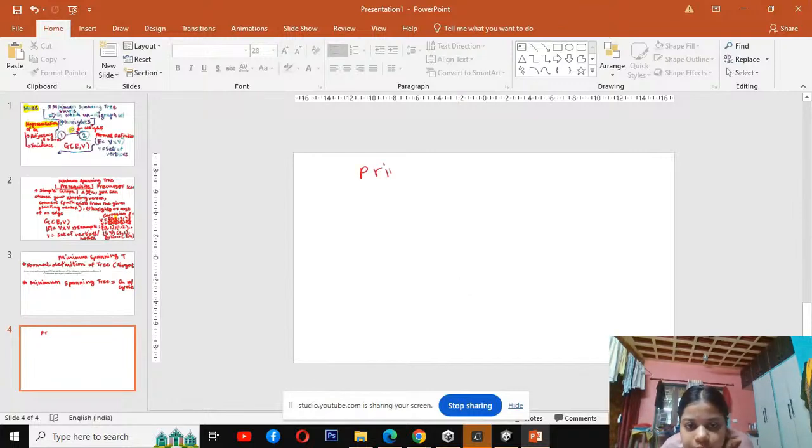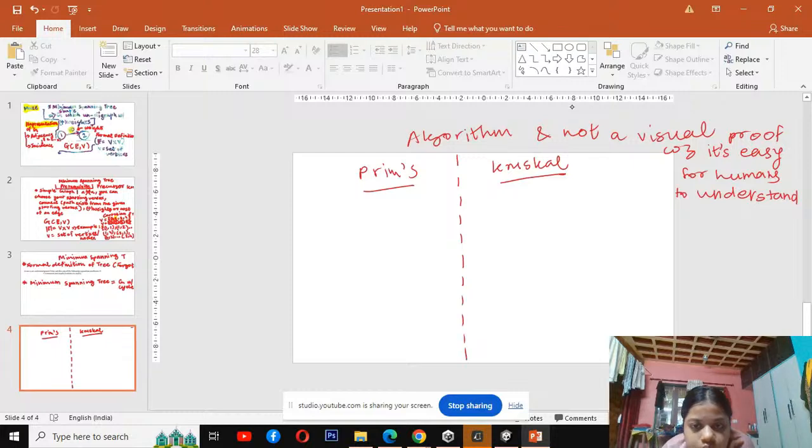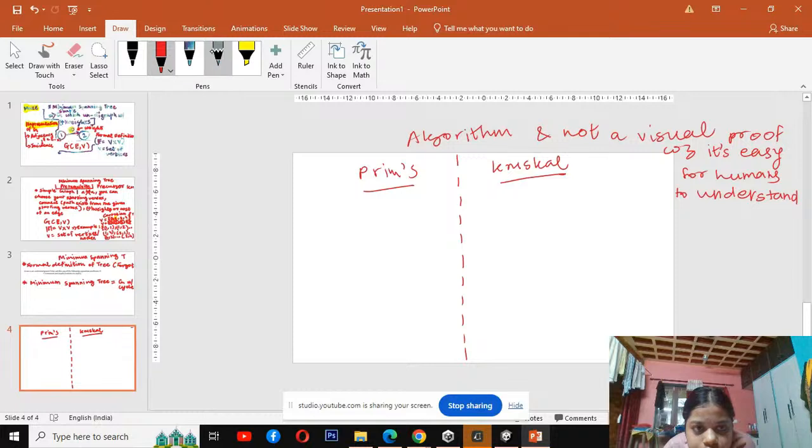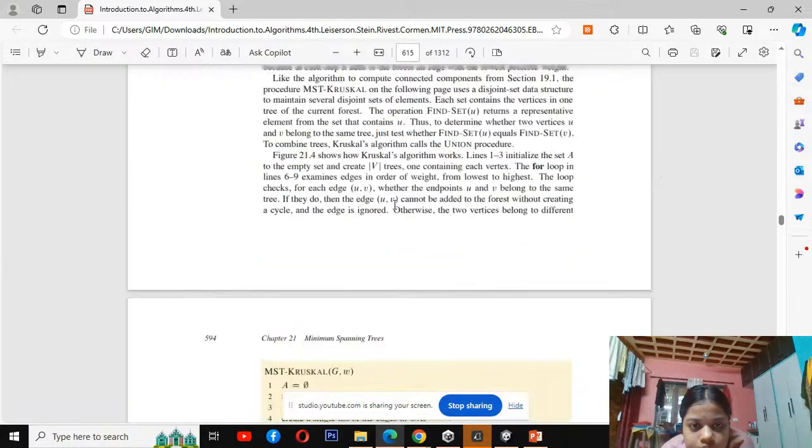So let's explore Prim's and Kruskal's. I'll talk about the algorithm and not a usual proof, because it's easy for humans to understand. So what I'm going to do is do a partition and we will take an example. So this is what you can see.